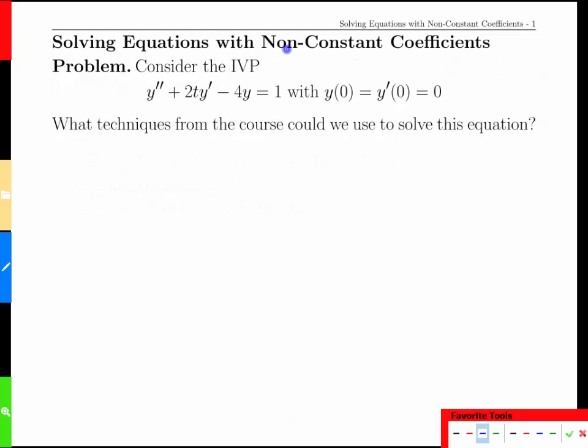Looking at equations with non-constant coefficients, we focus our attention on this coefficient for the y prime here, and we note that the techniques we have from the course, none of them will work here. If you think of the y corresponding, which is something we might try to use here, for that we assumed that y was equal to e to the rt, but that was based on the fact that y prime, y double prime, and so on would end up canceling out.